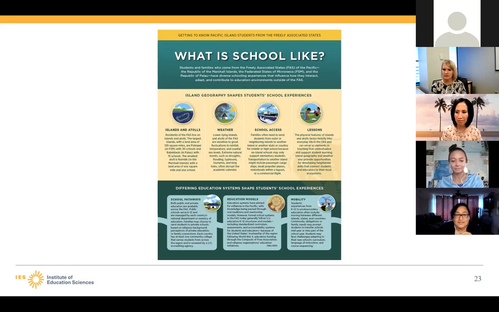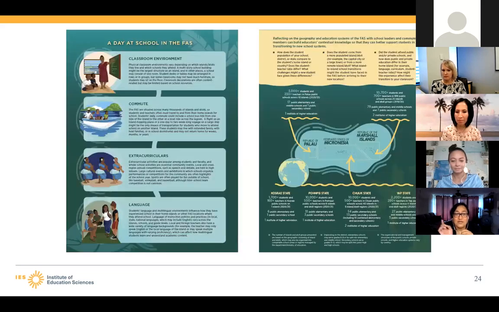So going to the next slide, page 2 on your left showcases a day in the life, so to speak, of an FAS student. For example, some students take a bus to school, others may travel on a boat, and some of these are familiar and some are very unique to the islands.